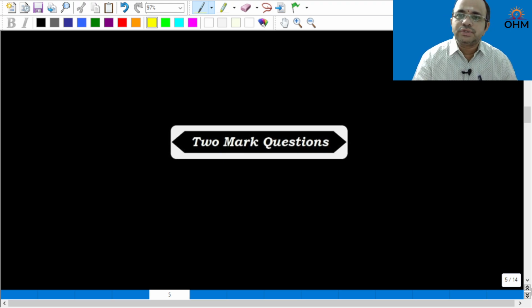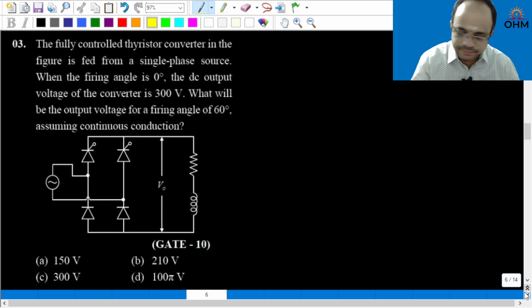Now let us look into 2 marks questions. Now this is a very simple question. Let us look into it carefully. The fully controlled thyristor converter in the figure is fed from single phase source. When the firing angle is 0 degree, the DC output voltage of the converter is 300 volt. What will be the output voltage at firing angle 60 degree, assuming continuous conduction?